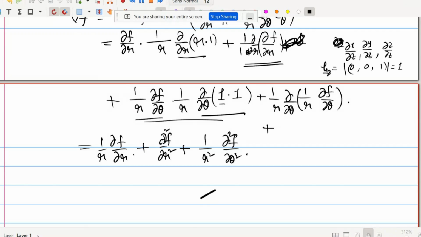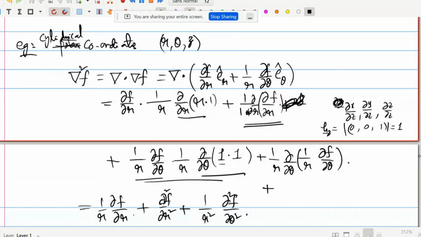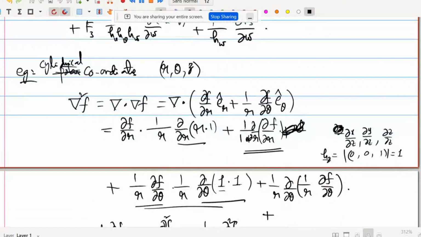So what is the third term? If you use the cylindrical coordinate system, what is your third term? Then I have to add here the gradient of F. So what is the gradient of F? One more term. So plus e_w, that e_w is Z cap. What is that you get? 1/h_w, 1/h_z is 1, into ∂F/∂Z.